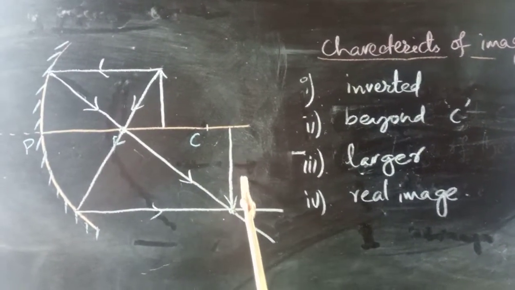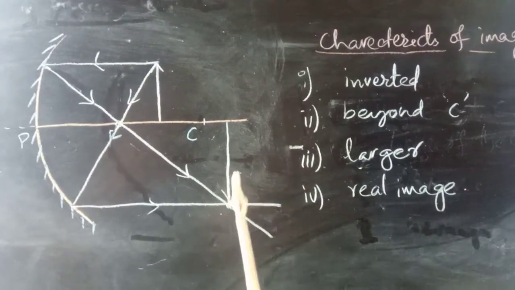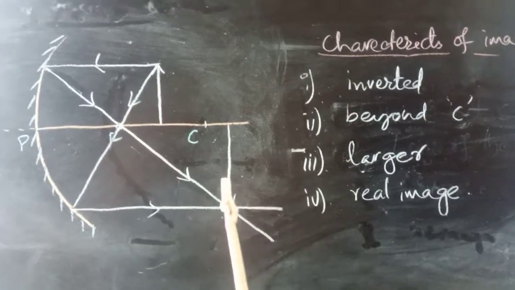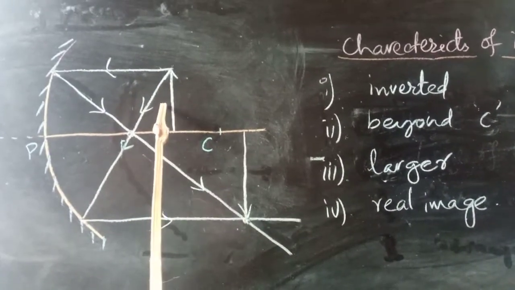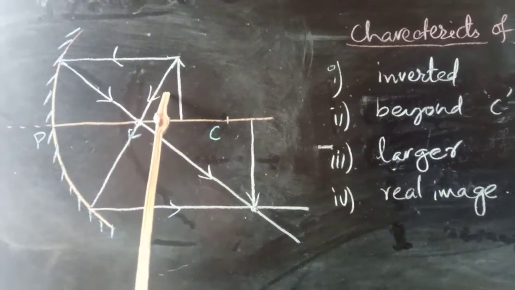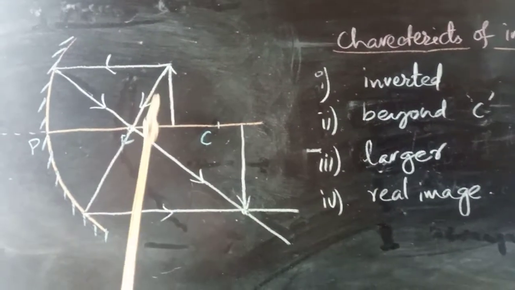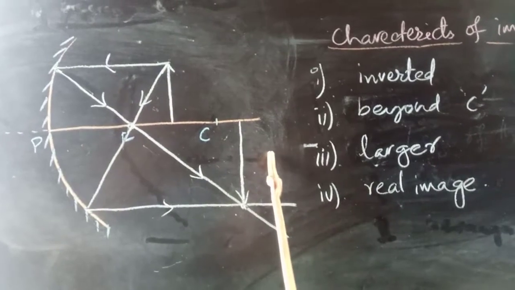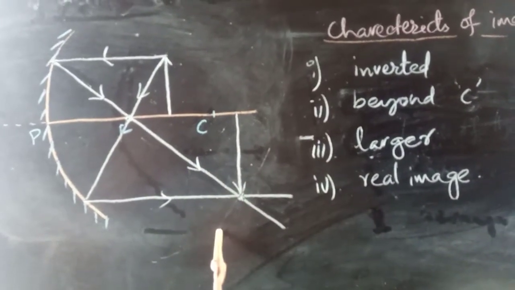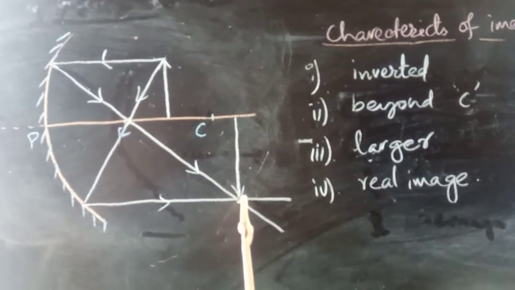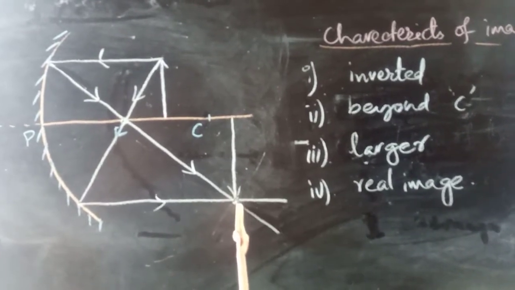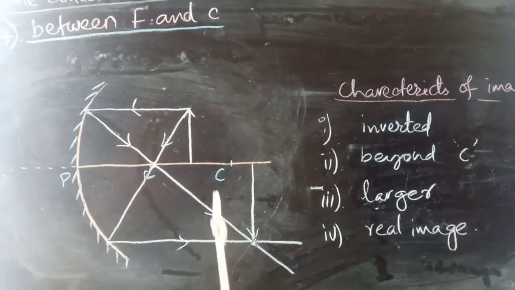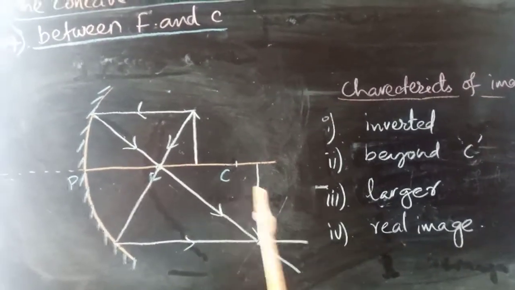The image is inverted and formed beyond C, and comparing the size of the image to the object, it is larger than the real object. If you place a screen here, you can catch the image on the screen, so you can say the image is a real image. So this is the ray diagram of an object in between F and C and its image.